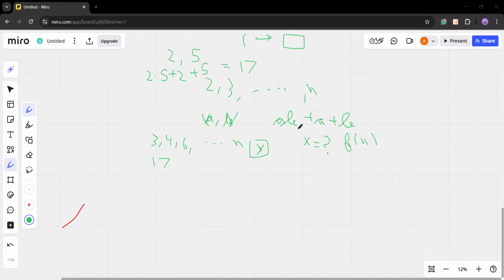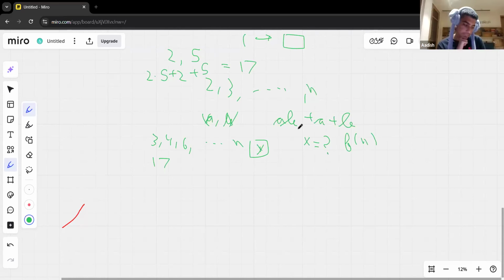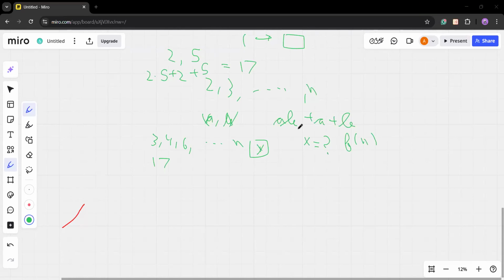So what basically you are saying is that you choose a pair A and B and replace it with AB plus A plus B. Then you remove A and B from the board and add the new number we obtained. So what was the question? What's the final value?